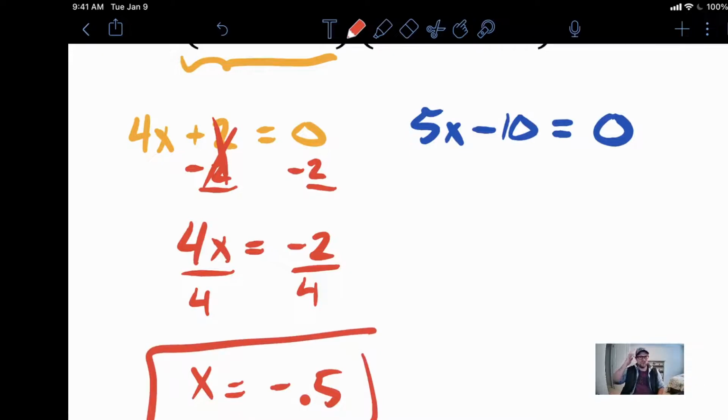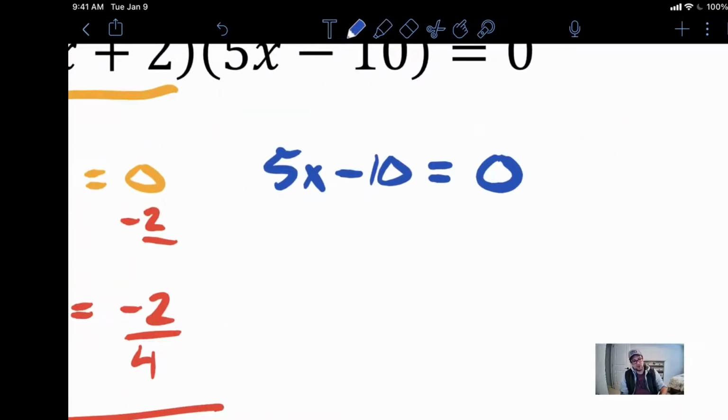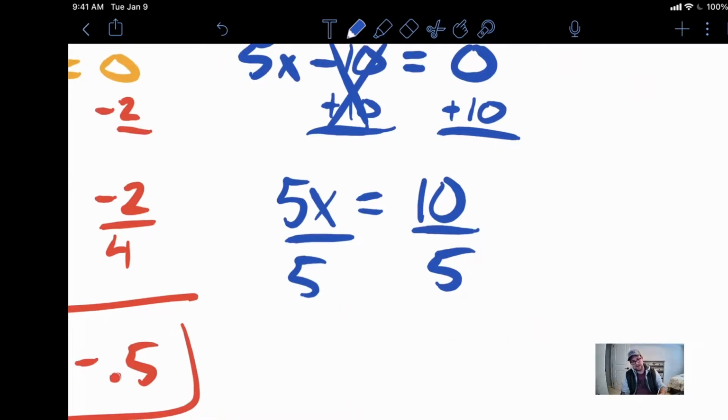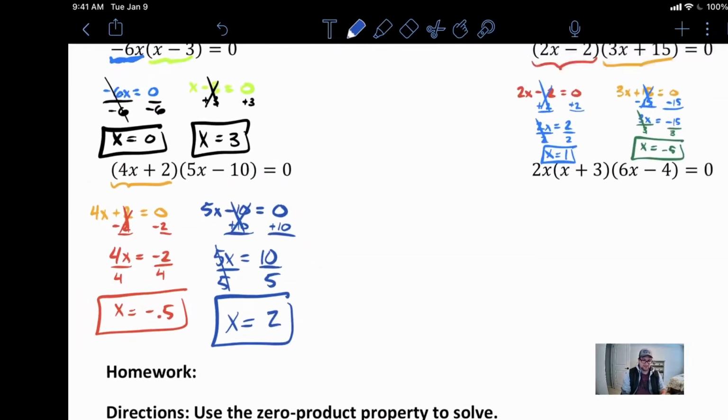Now, it's kind of weird that we got a decimal, but it doesn't mean we did anything wrong. Let's go to the next one. To solve the next one, the first thing we are going to do is add 10 to both sides. When I do that, I'm just going to be left with 5x. 0 plus 10 is 10. And then I'm going to divide by 5 and divide by 5, which means x is equal to 10 divided by 5 is just 2. So 2 is our answer.